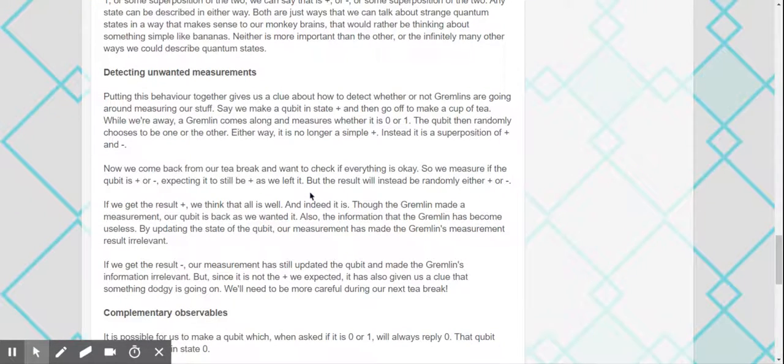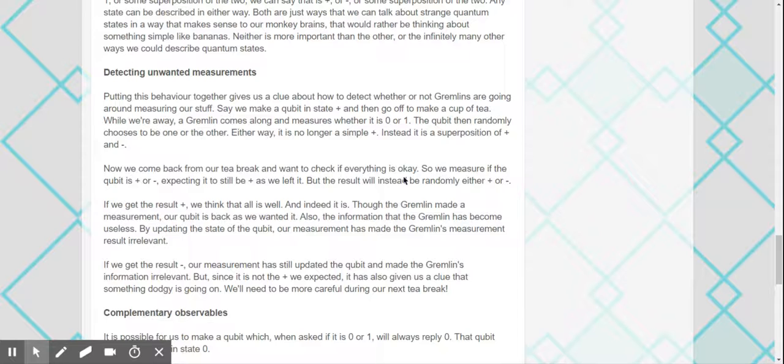Detecting unwanted measurements. Putting this behavior together gives us a clue about how to detect whether or not gremlins are going around measuring stuff. Say we make a qubit in state plus, then go off to make a cup of tea, and while we're away, a gremlin comes along and measures whether it's 0 or 1. The qubit then randomly chooses to be one or the other. Either way, it is no longer a simple plus.